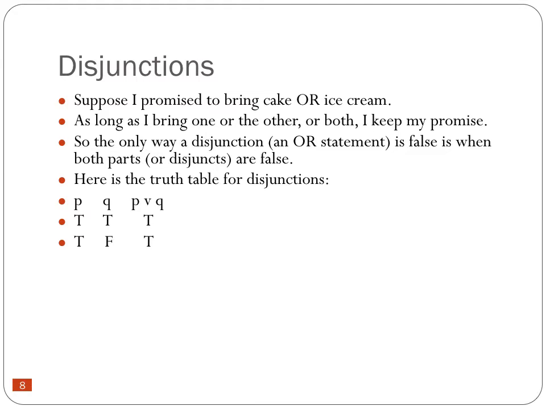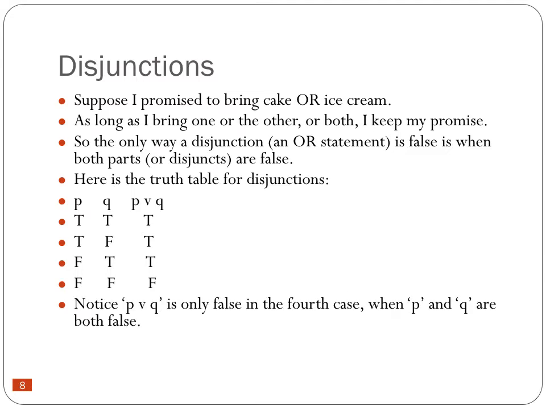If I bring just the cake and not the ice cream, then I still kept my promise because I said I'd bring one or the other. I said bring at least one, maybe both. I kept my promise. If I bring the ice cream, not the cake, same thing. But if I show up empty-handed, it's false that I bring cake, it's false that I bring ice cream, then I lied. And so the statement, I brought cake or ice cream, is false, and that's the only time it can be false.